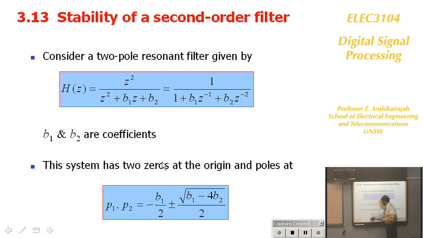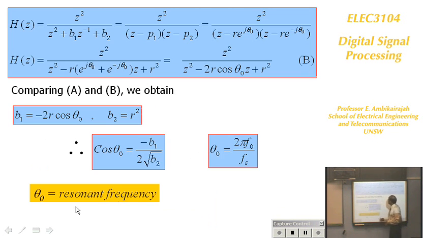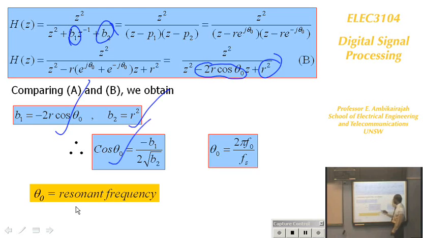I just say, right, here you go. If b1 has to be equal to -2r cos θ0, they are exactly the same. So b2 has to be equal to r squared. So I can now write b2 equal to r squared, b1 equal to that. So cos θ0 is equal to minus. I have done this in chapter 1 of part B, second order. So this is called the resonant frequency of the second order filter.